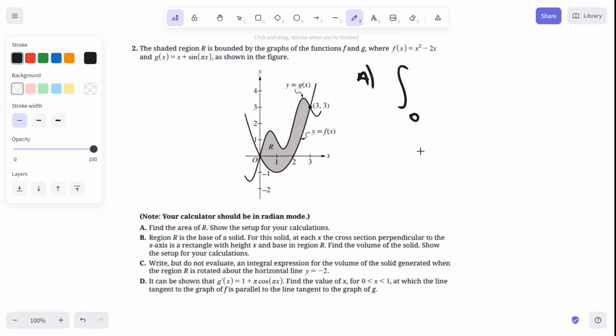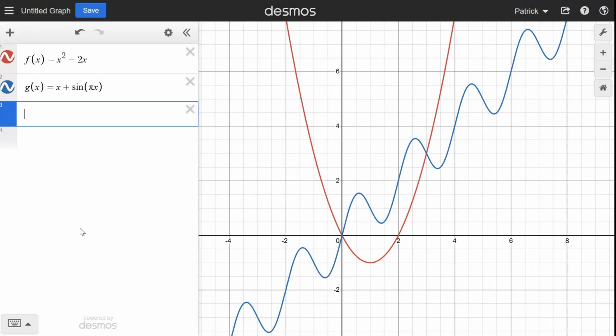Setup for the calculations would be the integral from 0 to 3 of g of x minus f of x. Remember, when you get the area of a region, it's always top boundary minus bottom boundary, and you integrate that. And here, the top boundary is not changing. Here we have the graphs of f and g. To get the area between them, we're going to do the integral from 0 to 3 of g of x minus f of x dx. You get 5.136 or 5.137. You can either round or truncate it for the full credit there.